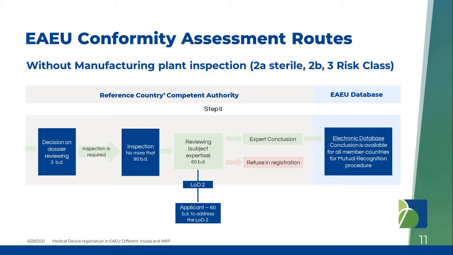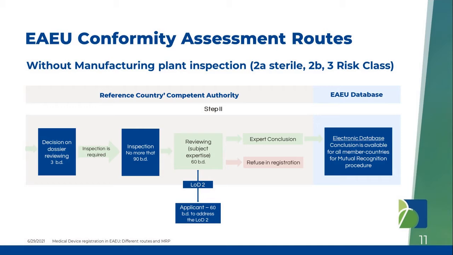After the successful manufacturing plant inspection, the dossier and audit report should pass to the subject expertise stage. The duration of the stage is also 60 business days. After the comprehensive review, you may get a letter of deficiency. In this case, you will have 60 business days to provide the explanation and additional information.